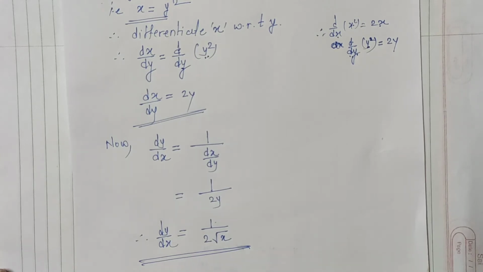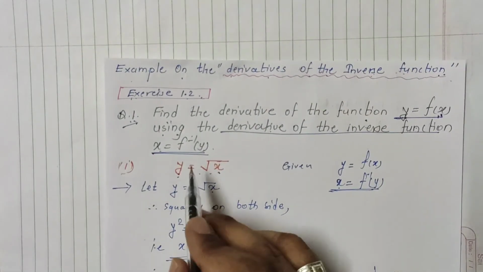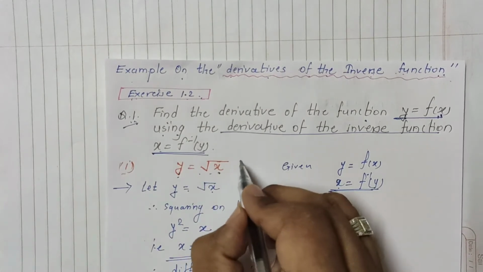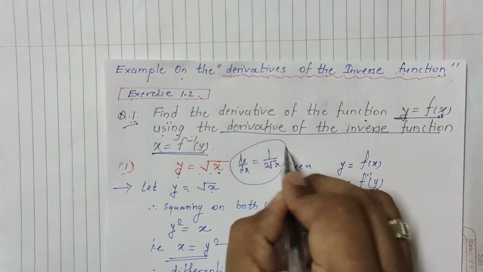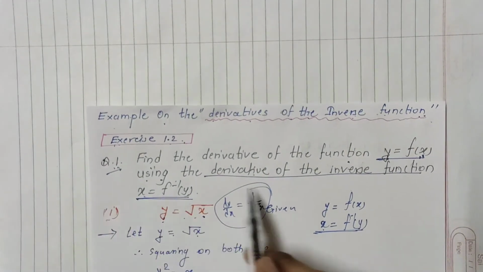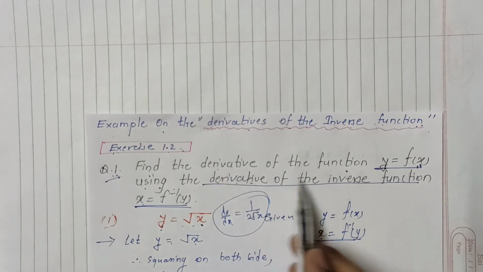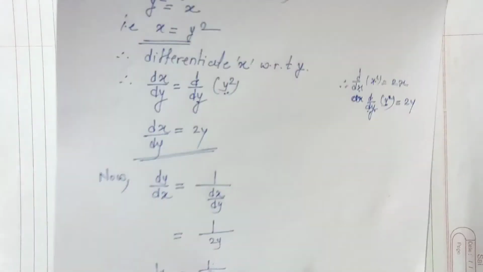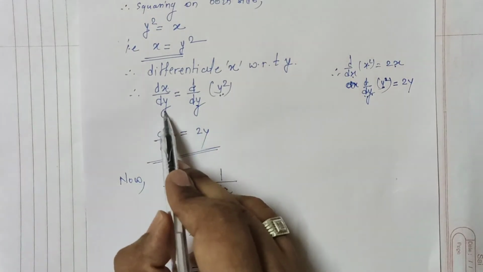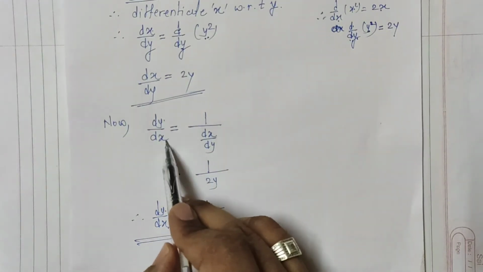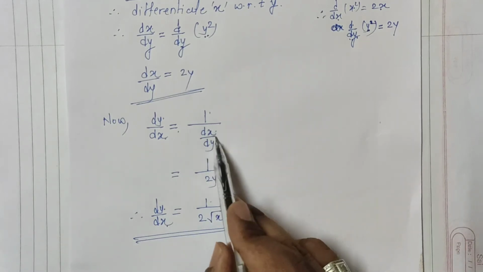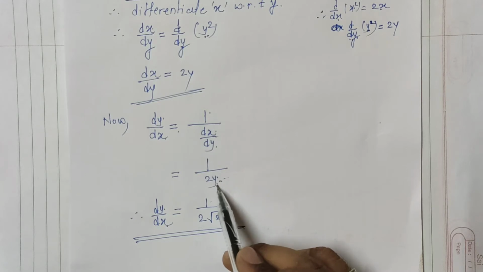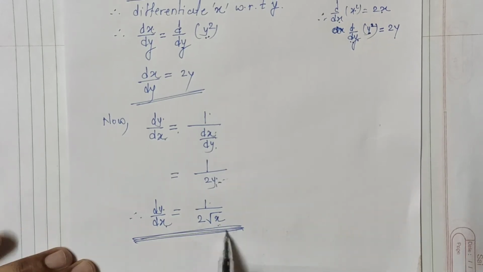Actually, you can directly find the derivative of y with respect to x, where y is root x, and you will get dy by dx is equal to 1 upon 2 times root x. But here our question is to find the derivative by using the inverse function concept. Therefore, we take this step: dy upon dx is equal to 1 upon dx upon dy, then dx upon dy is 2y, and y means root x. Therefore, this is our final answer.